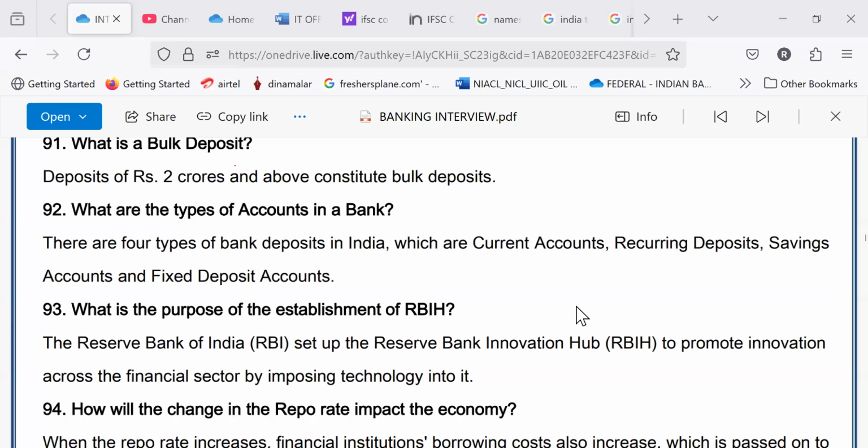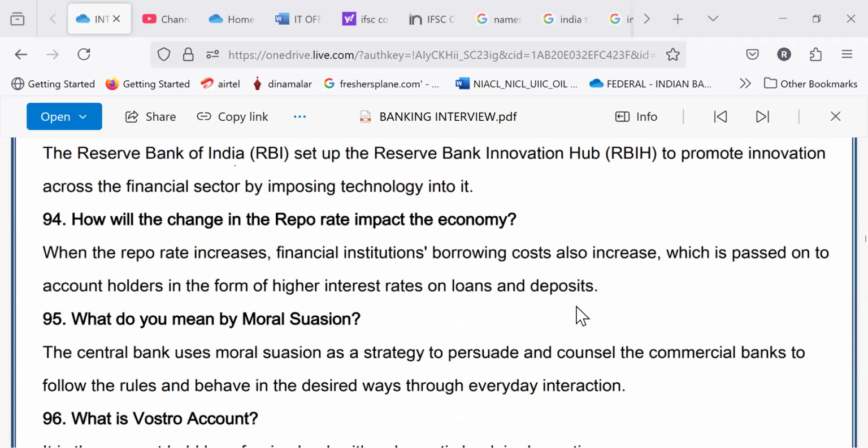imposing technology into it. How will the change in the repo rate impact the economy? When the repo rate increases, financial institutions' borrowing cost also increases, which is passed on to account holders in the form of higher interest rates on loans and deposits. Not only that, listen. When the rate of interest is raised, the borrowers will borrow less from the bank. So the money in circulation will come down.